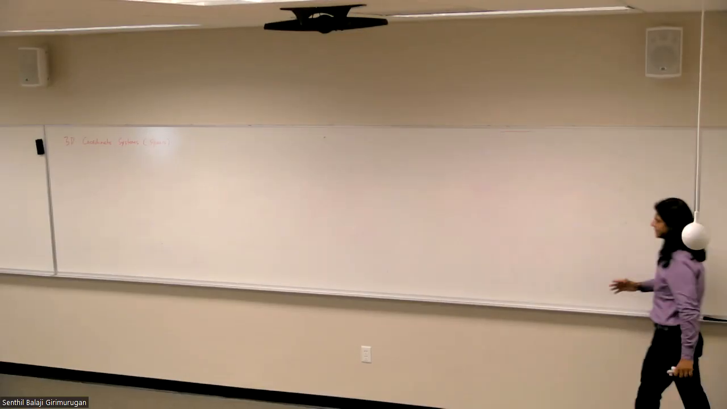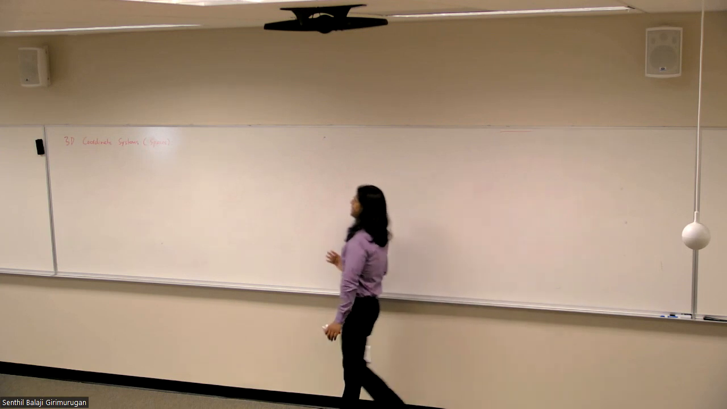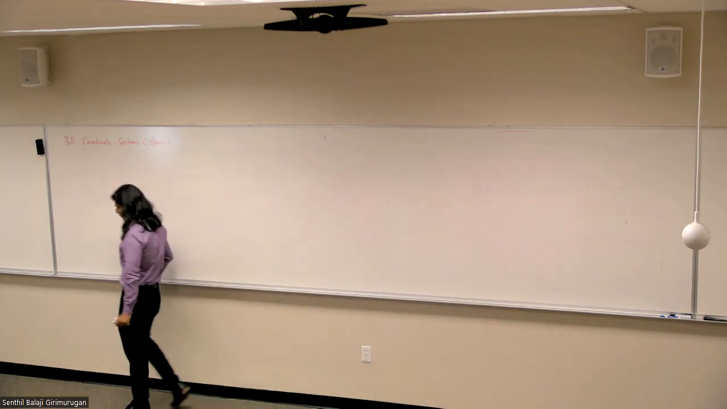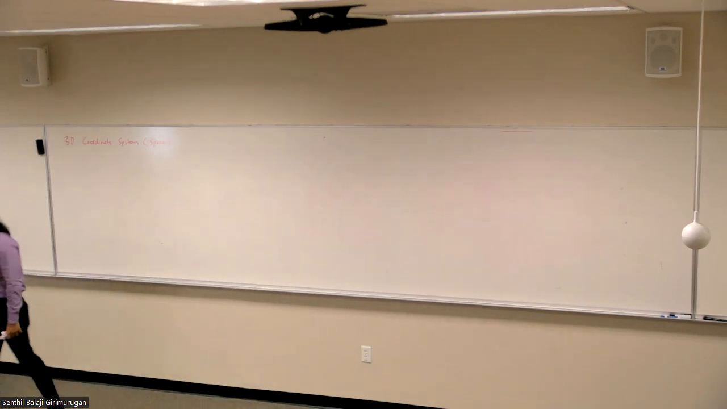3D coordinate systems. First, let's ask a simple question. Do we know what a coordinate system is? Okay, what is the simplest coordinate system that you can think of? Origin. Origin, a single point.